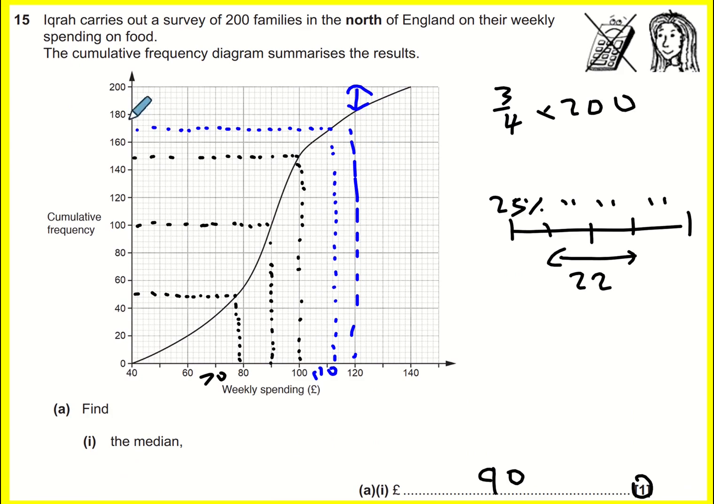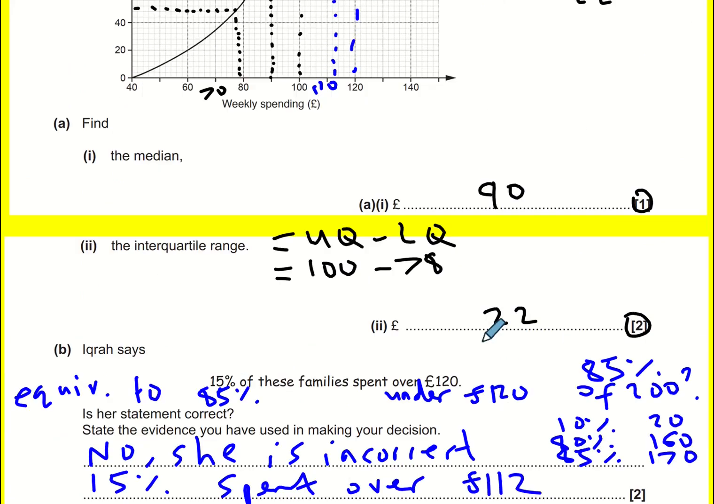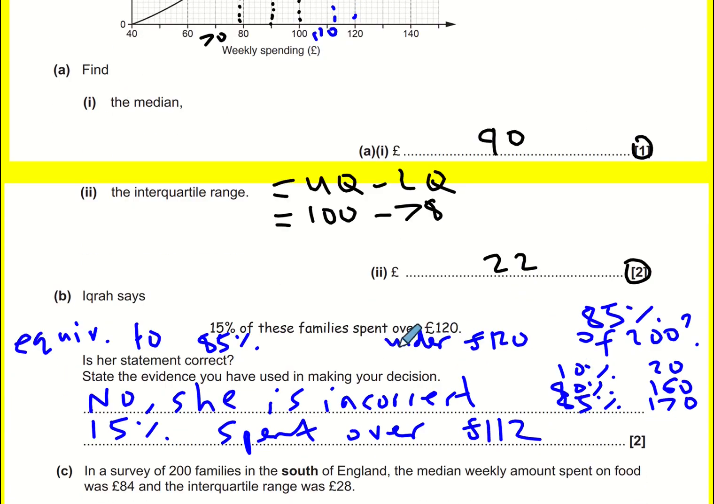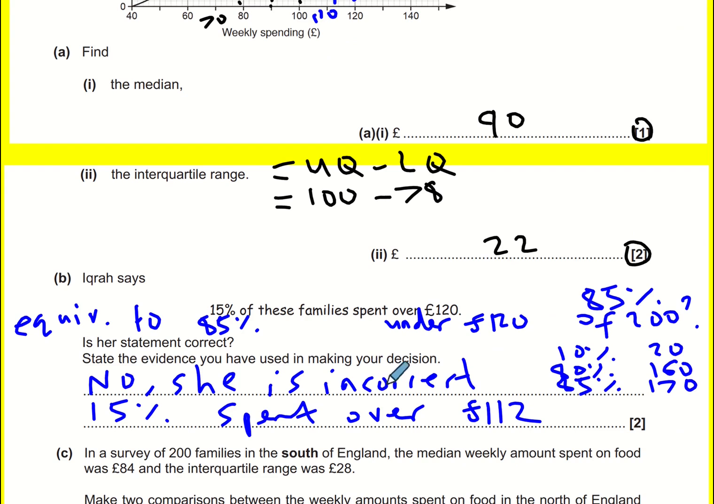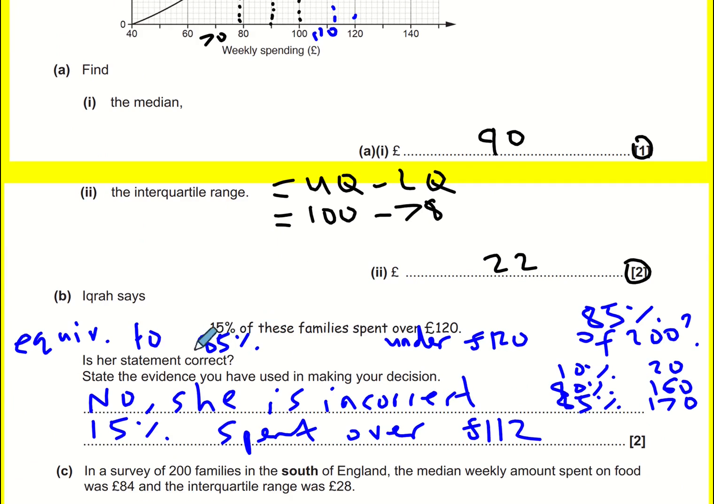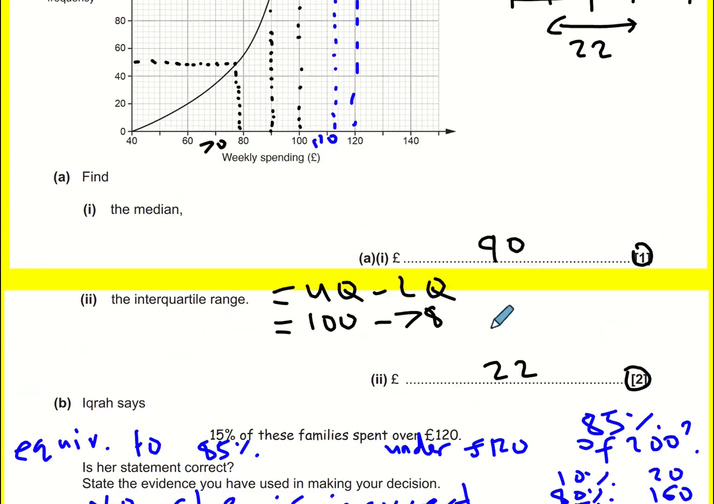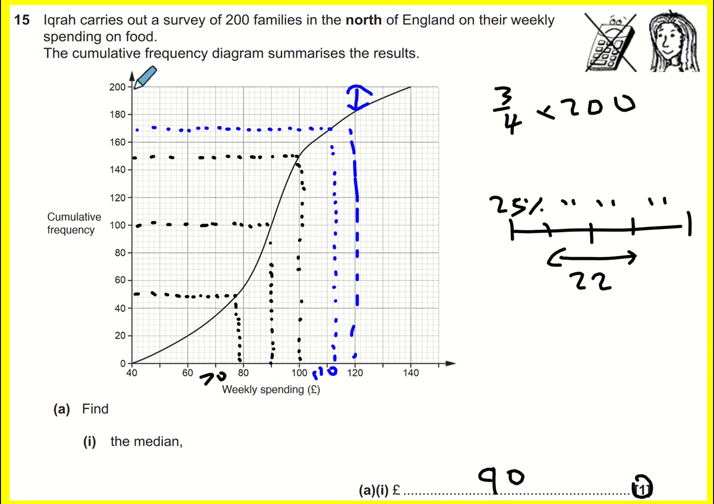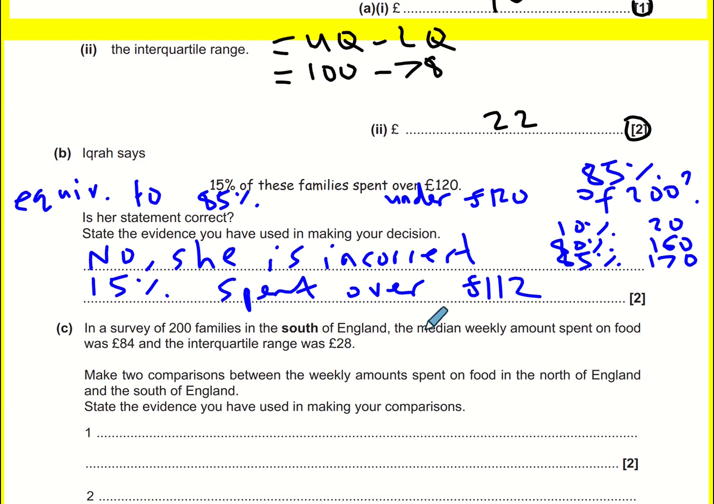My only other thing is you have to remember to subtract. So when I did it, I did 85% under £120. That was equivalent. You could have done this by finding 15% of these families spend over £120. I could have read immediately down from here instead. If I worked out that 15% was equal to 30 people, then I could have read along the graph instead of doing this extra calculation. So that could be a little bit quicker. But in any case, the answer is no, and you just need some evidence to be able to solve that.